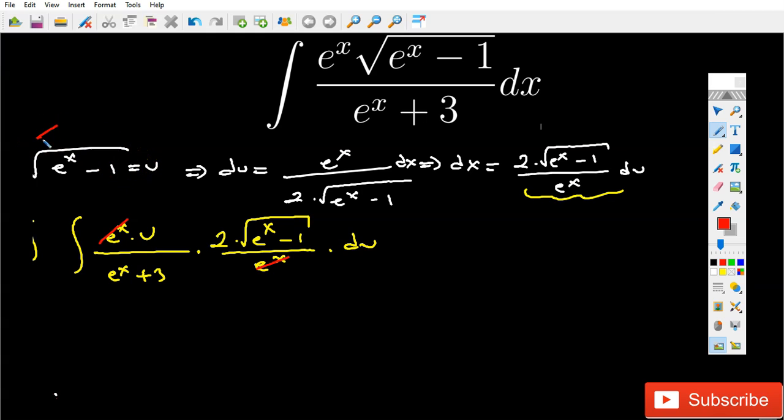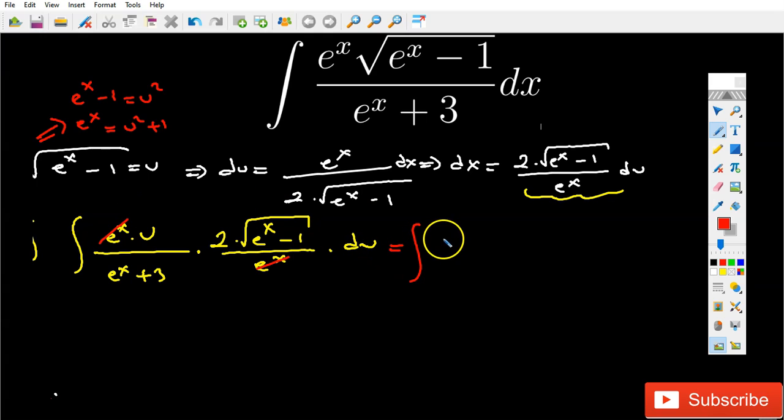Okay. And also since e to the power of x minus 1 under the square root is equal to u, let's try to square both sides. So we get e to the power of x minus 1 will be equal to u squared. And if I try to isolate e to the power of x, it's going to be equal to u squared plus 1. So I'm going to represent every e to the power of x with u squared plus 1. So let's do it.